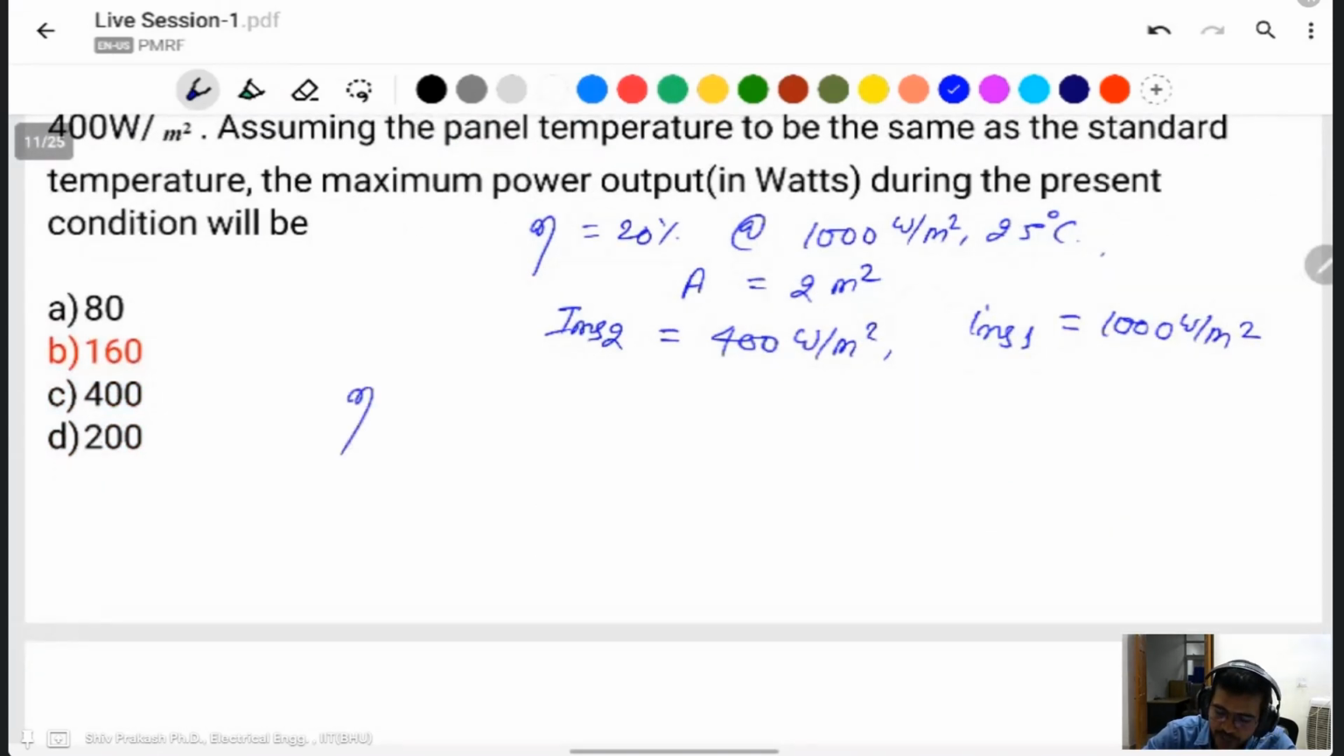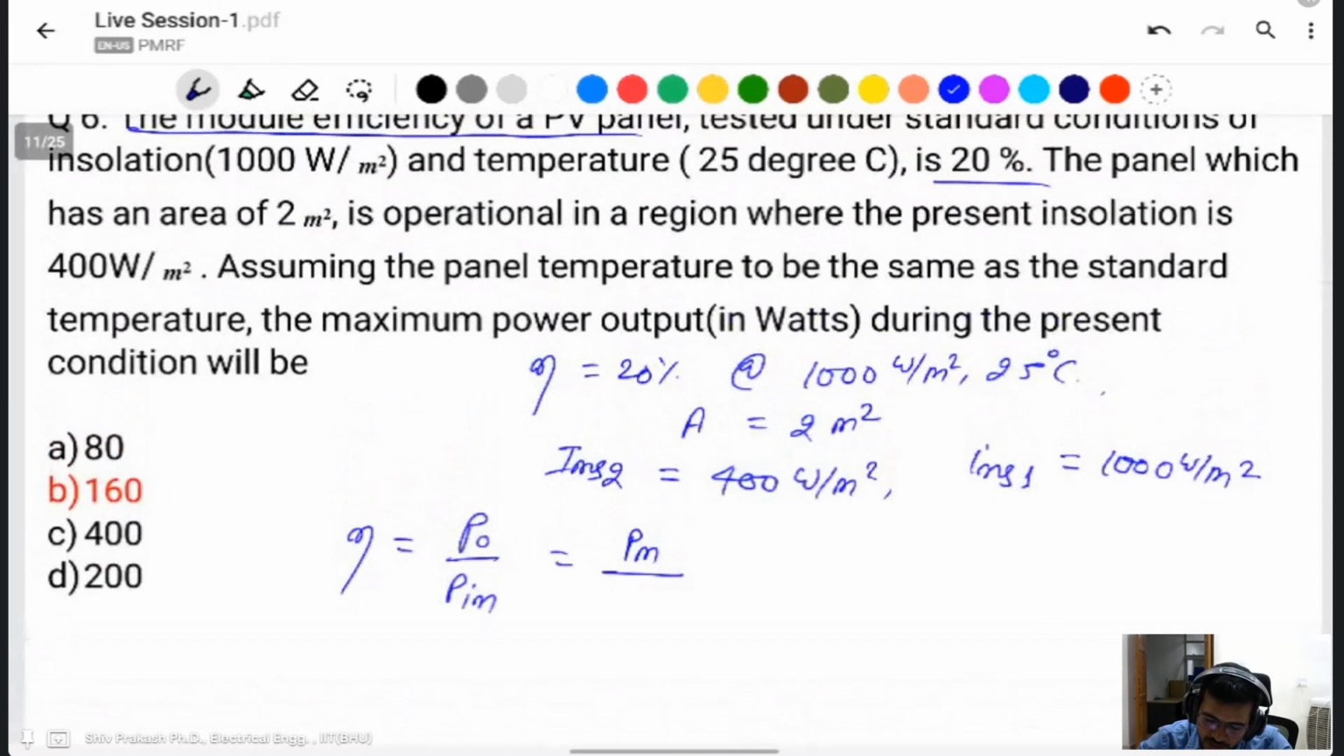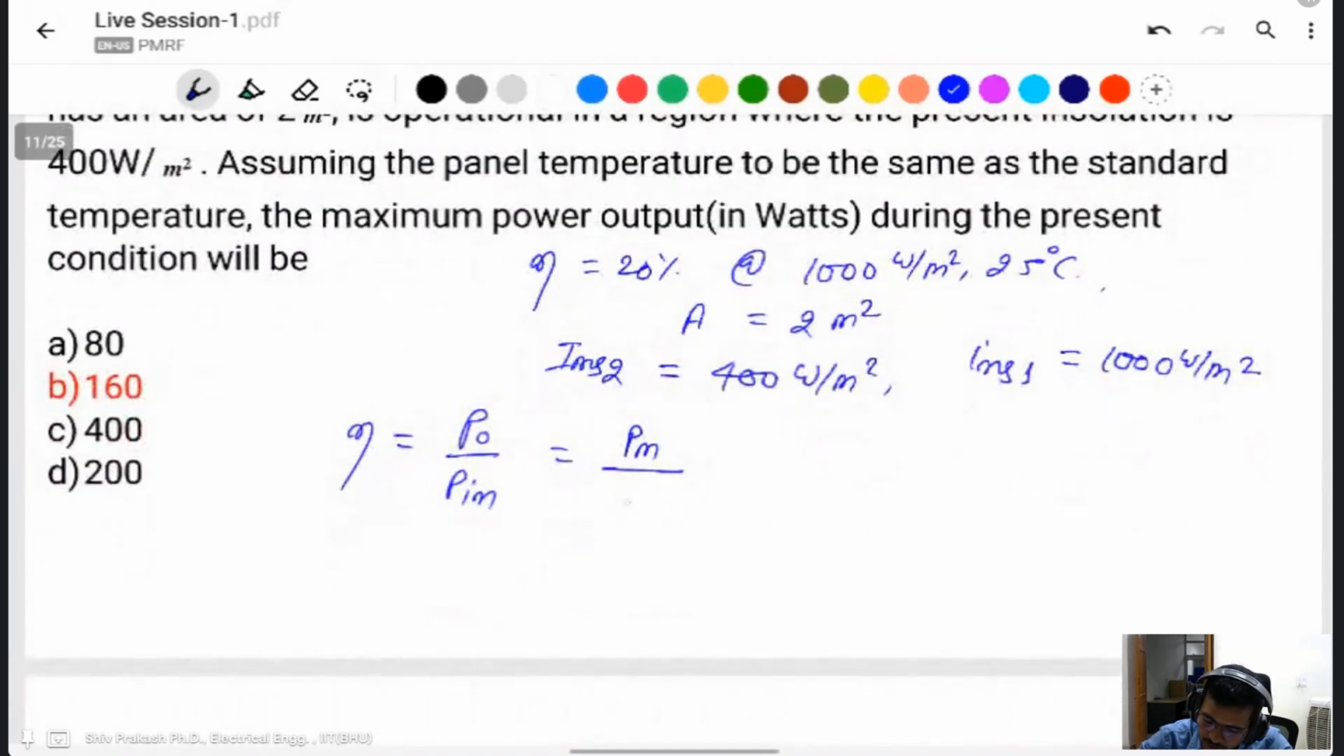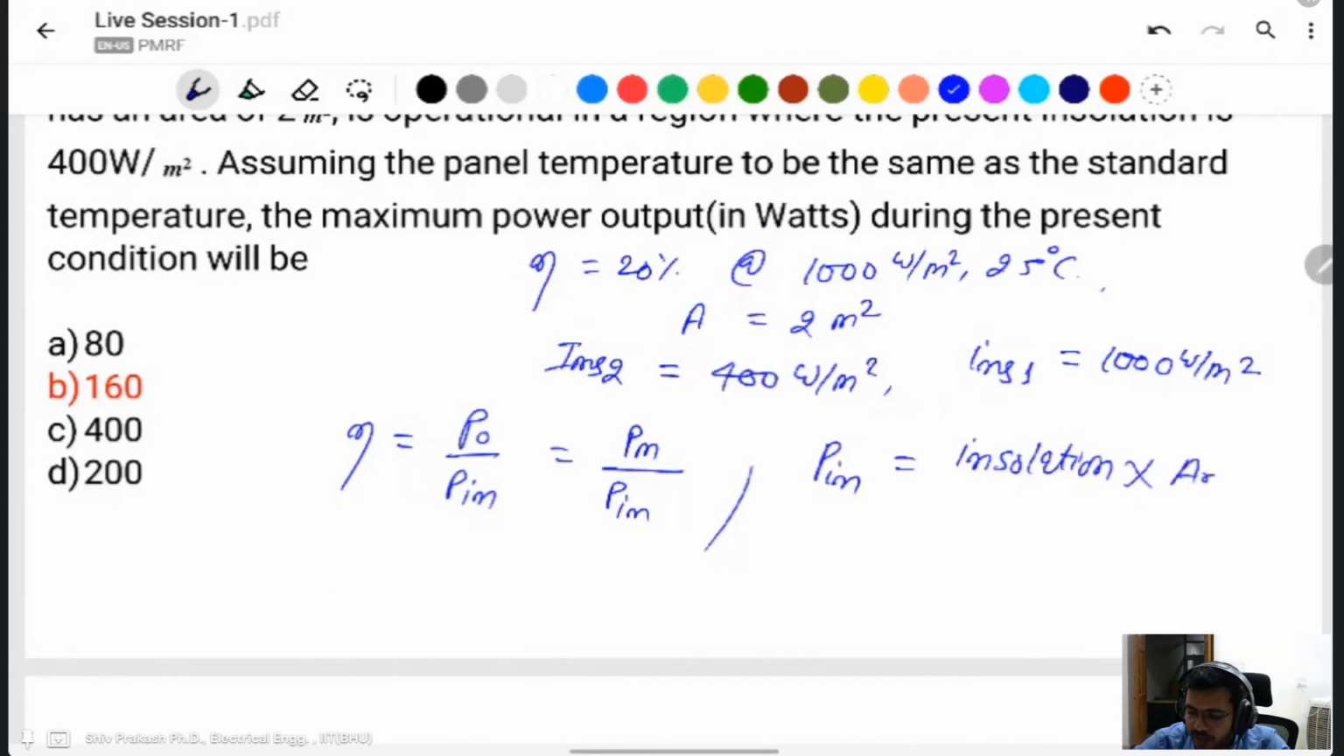Now you know the efficiency of any solar panel is P out divided by P in. P out is taken as the maximum power, so efficiency equals Pm divided by P in. P in is equal to insolation per meter square multiplied by the area. In the first condition, P in 1 is 1000 watt per meter square into area 2 meter square. Then what is P in 1? 2000 watt.